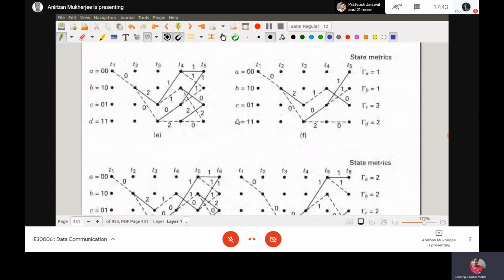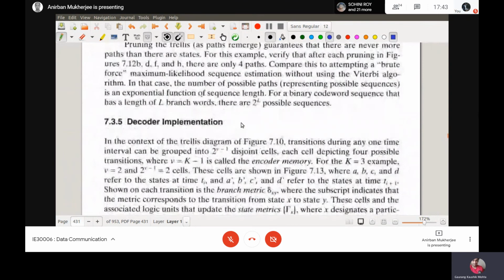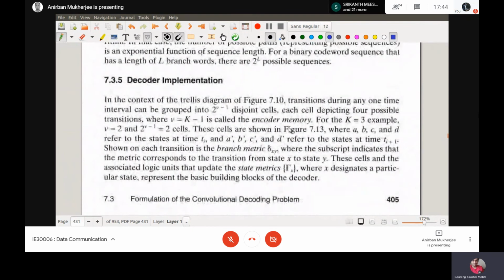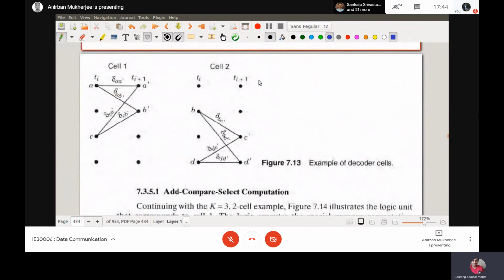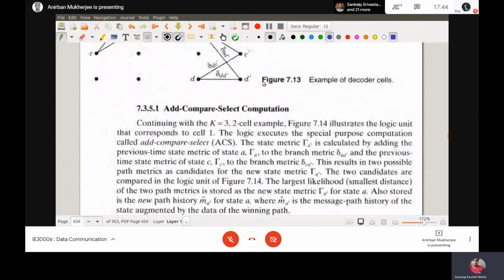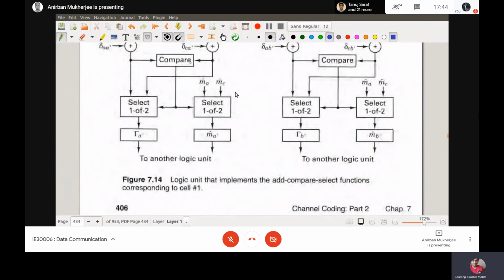And I will request you, maybe after the examination, if your time permits, try to do this decoder implementation. See, they have this one also. Otherwise, the normal Viterbi decoder function is also available in MATLAB. I'm not sure about Python, but you can also do that.